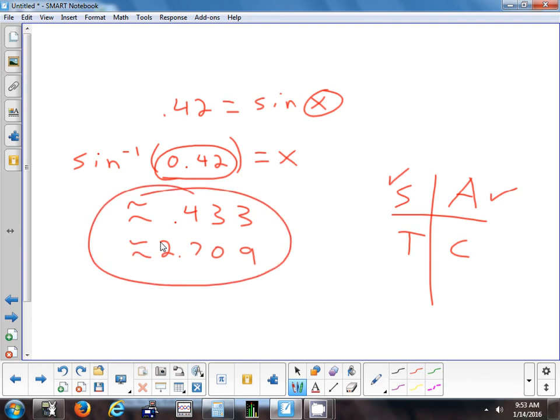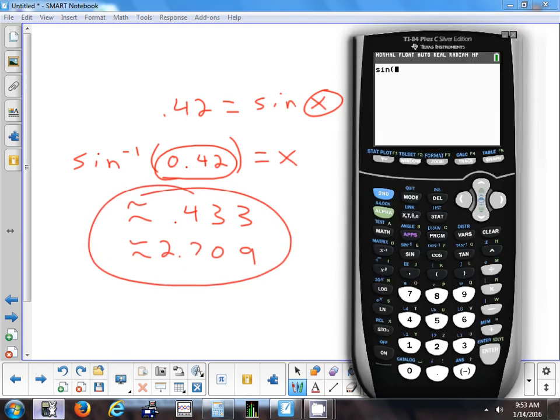Right, and we can always double check it. Take the sine of 2.709, and if we've done everything correct, the sine of what I just found for x should equal 0.42, and it does. Okay? So just keep in mind that there are always two answers. So if you get an answer and you're looking at the multiple choice question and you don't see that answer listed, try looking for the second answer, and maybe that's the one they wrote.